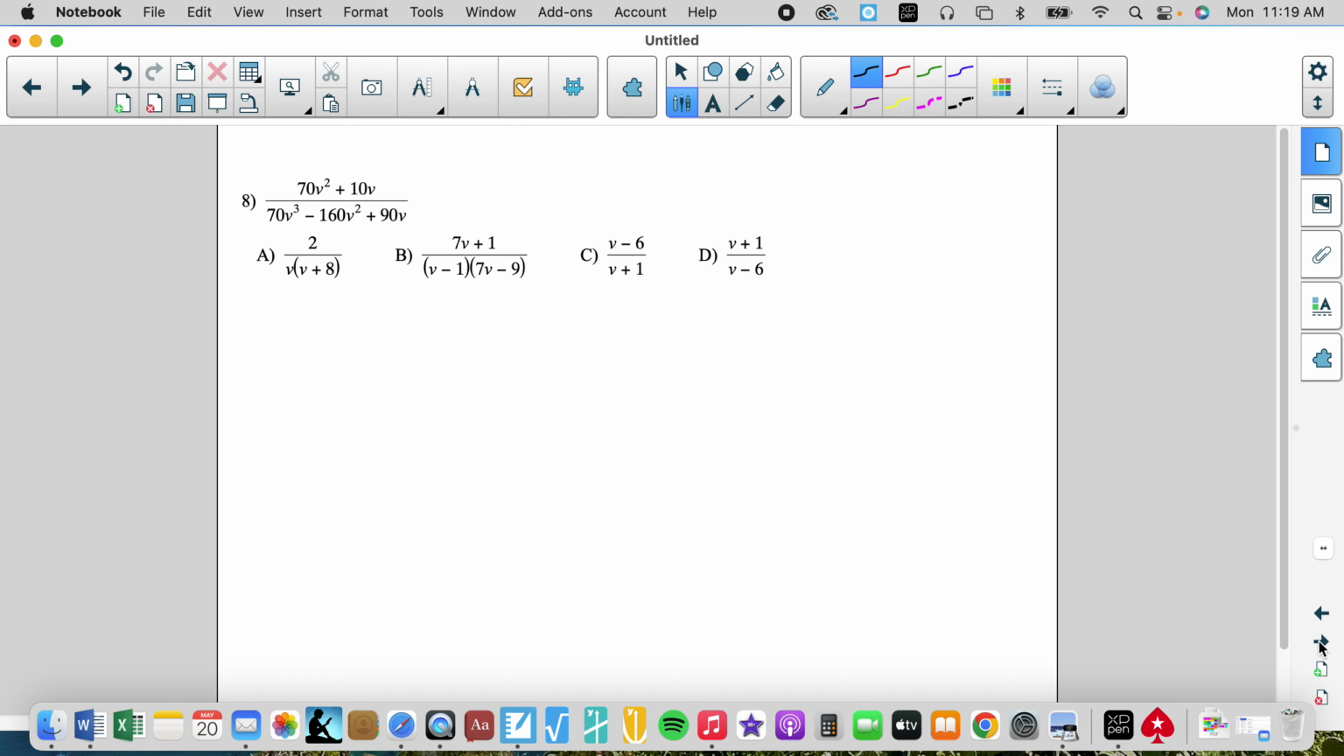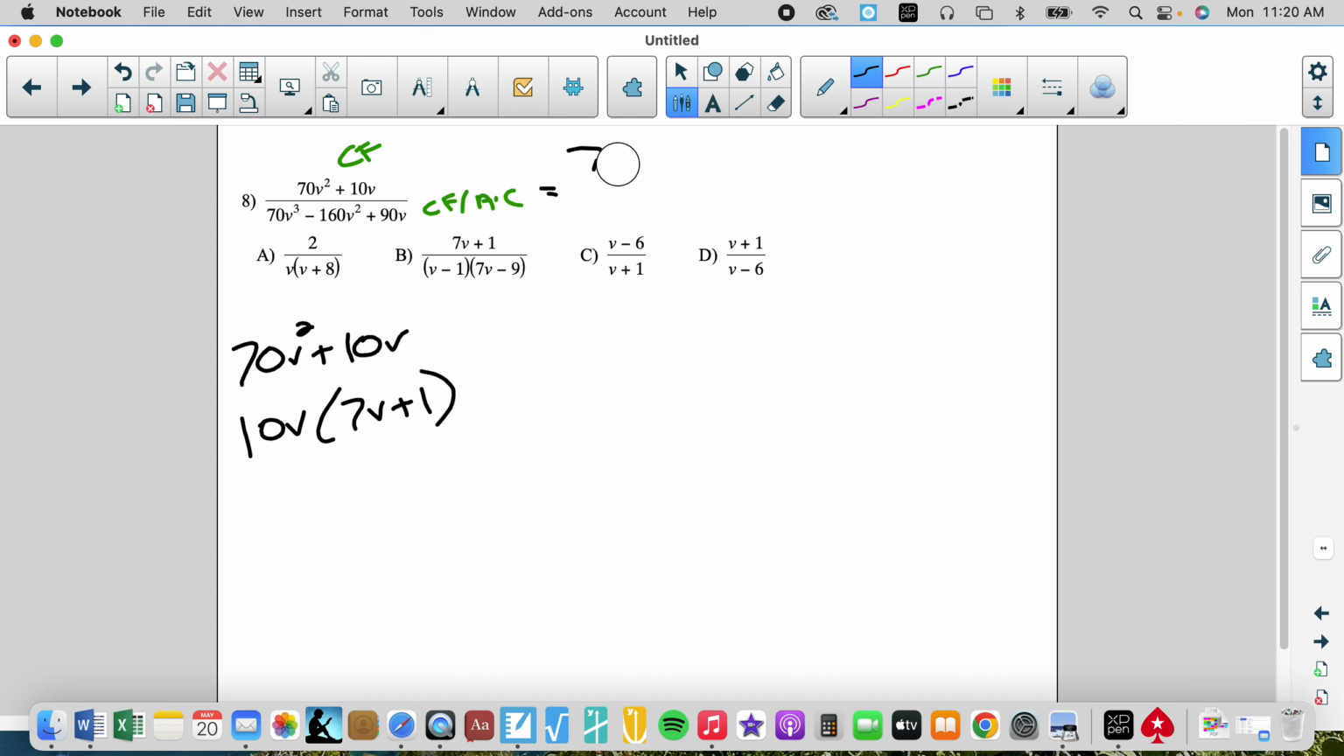Okay. I'm going to do a common factor here, and then hopefully a times c. So let's do 70v squared plus 10v. The common factor is going to be 10v. That's 7v plus 1. So that numerator is 10v times the quantity 7v plus 1.